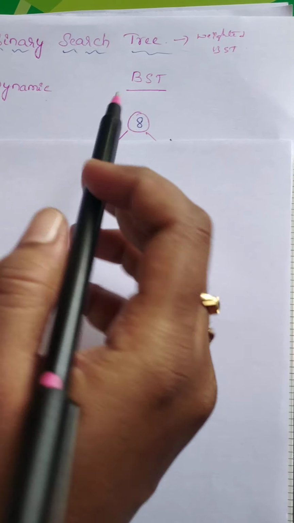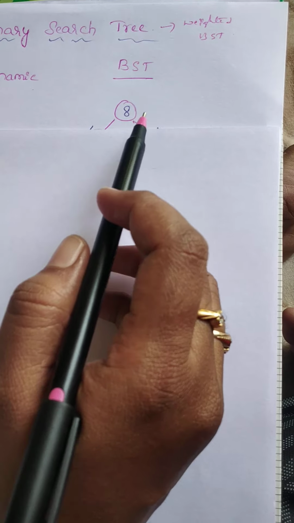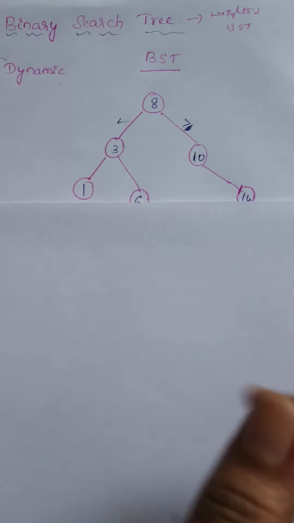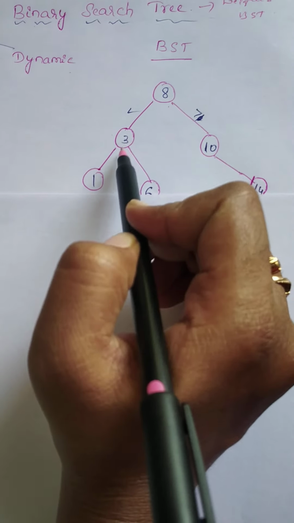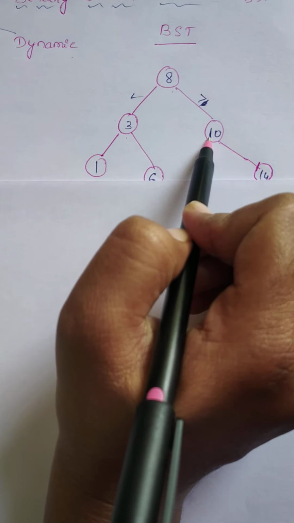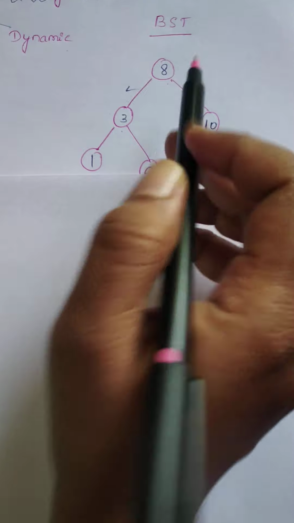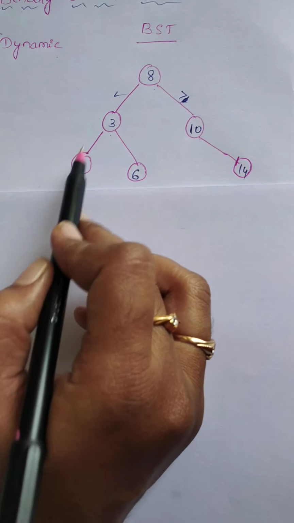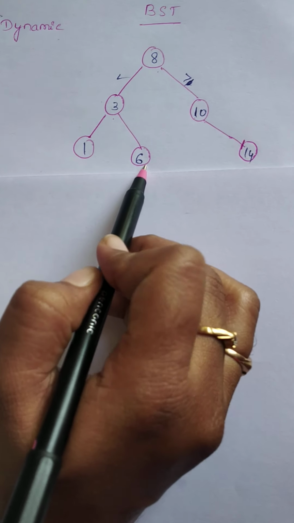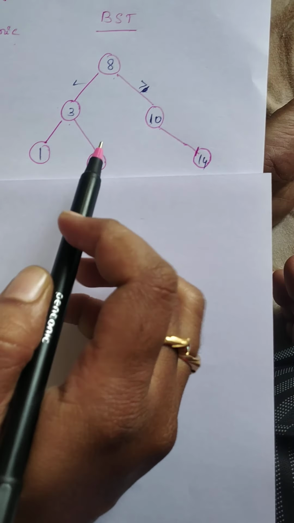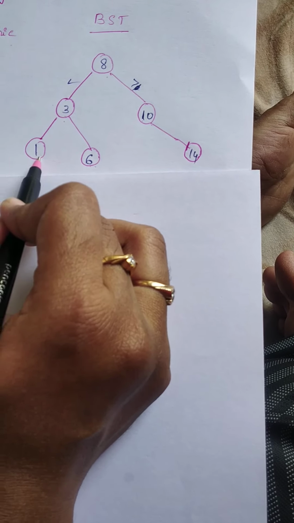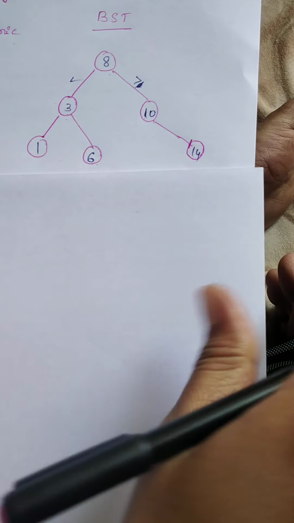In a BST, the root node is greater than the left subtree and less than the right subtree. So here the root node is 8, left child is 3 and right child is 10. Next, on the left part, the root is 3, left child is 1 and the right child is 6. So 6 is greater than 3 and it is less than the root node.